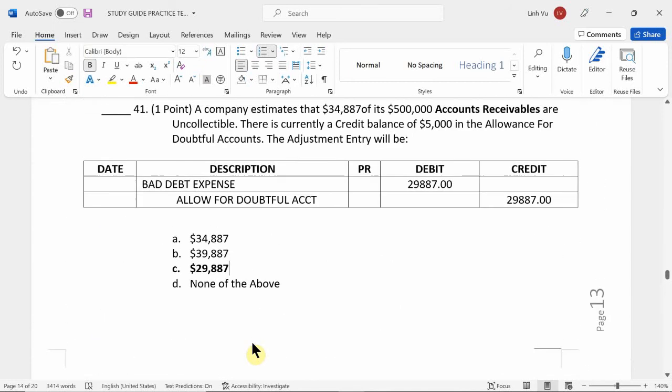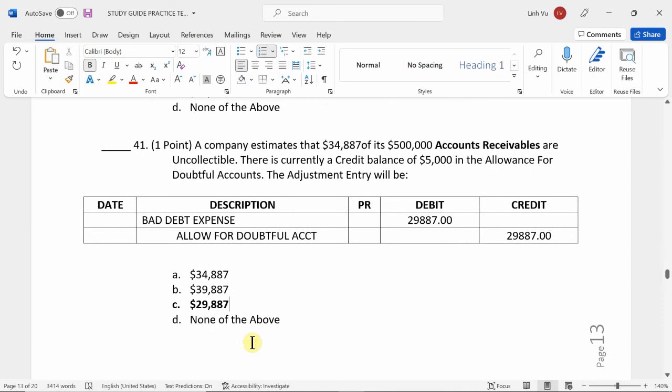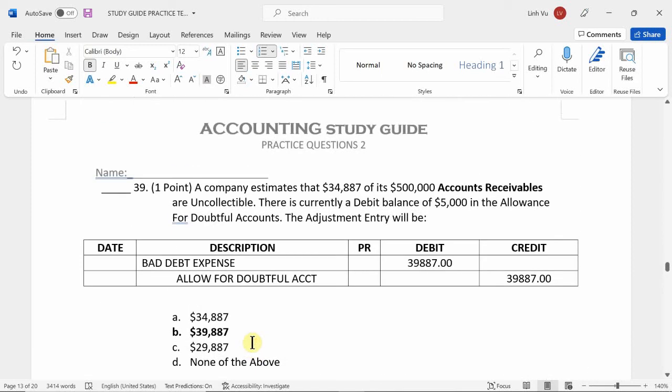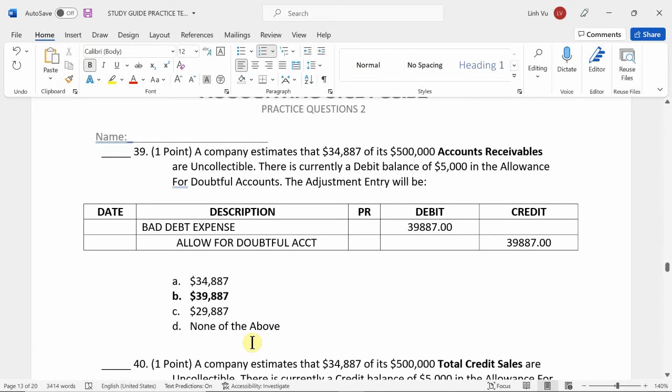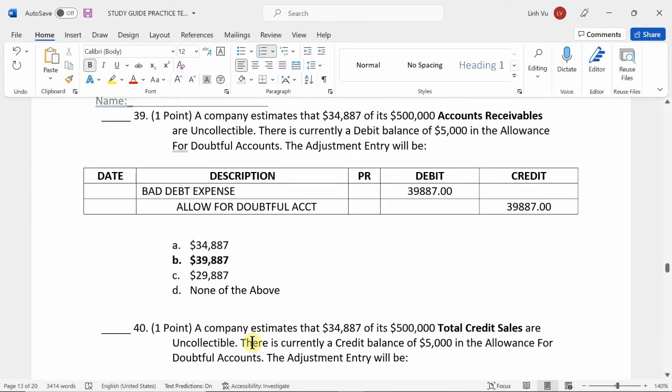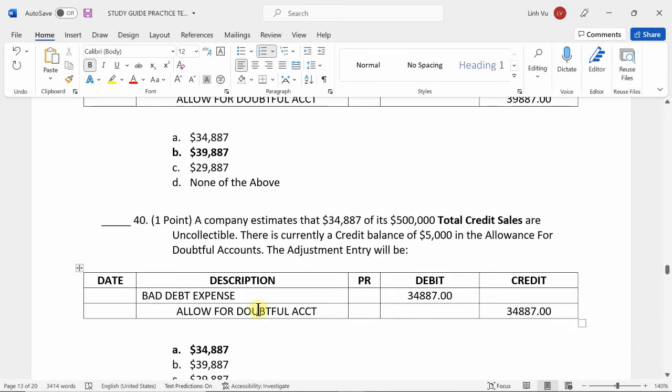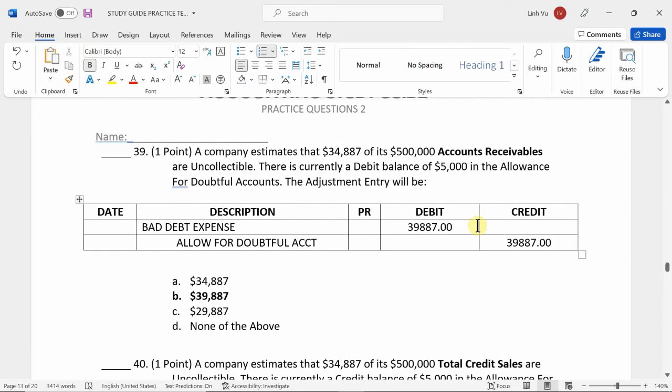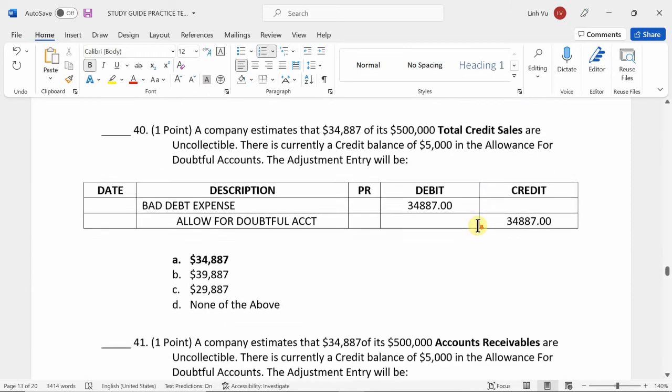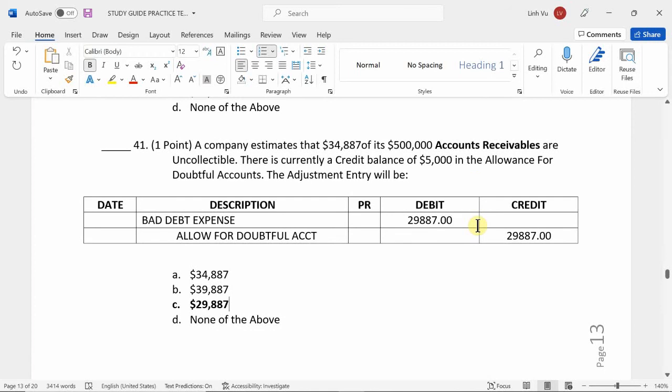Go back up real quick. The one that we debited, we were supposed to add. I'm confused why it's not 39, why it's still 34,887. Does it not matter? It depends on which financial statement you're looking at. Never mind, I'm behind, so I was right. Number 39 is B, 39,000. Number 40 is A, 34,000. And 41 is the 29,000.